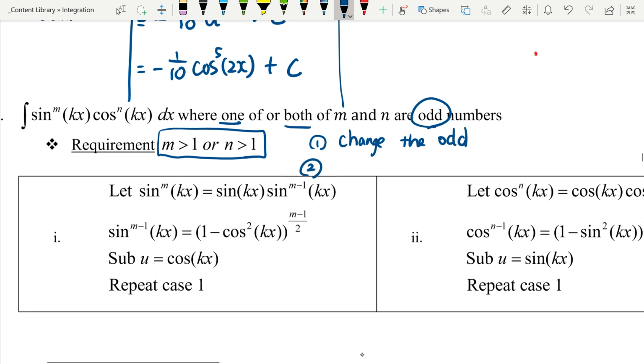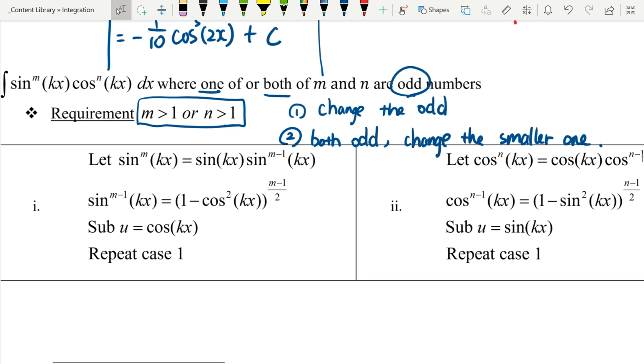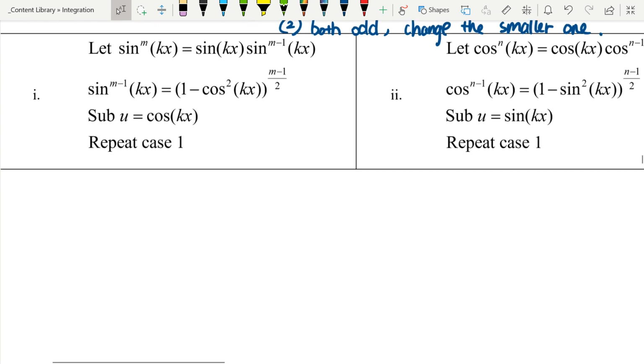The second one is, if both powers are odd numbers, change the smaller one. I'll tell you what I mean by change it. So if one of them is odd, we change the odd one definitely. If both are odd, we change the smaller one. It doesn't really matter which one we change if they're both odd, but changing the smaller one will make the calculation easier. So let me give you examples.